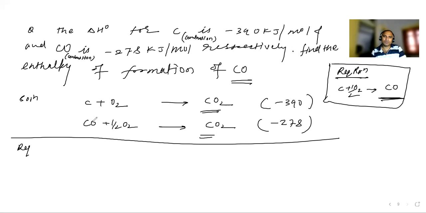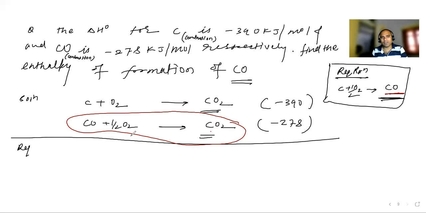So what we are going to do, we are just reversing. See, if I reverse this equation, CO will come on the product side, because here they are asking for the enthalpy of formation of CO, not CO2. So can we reverse this second equation? Yes. Only if we reverse it are we going to get anything. Otherwise this is not possible. So that is C plus O2 giving CO2, no problem. Here we can write CO2 equal to CO plus half O2. Yes or no?